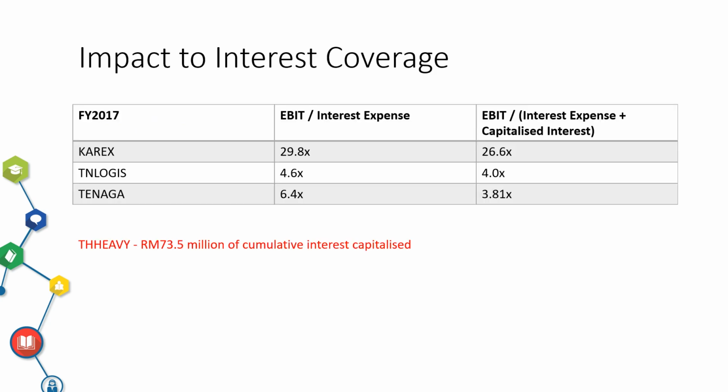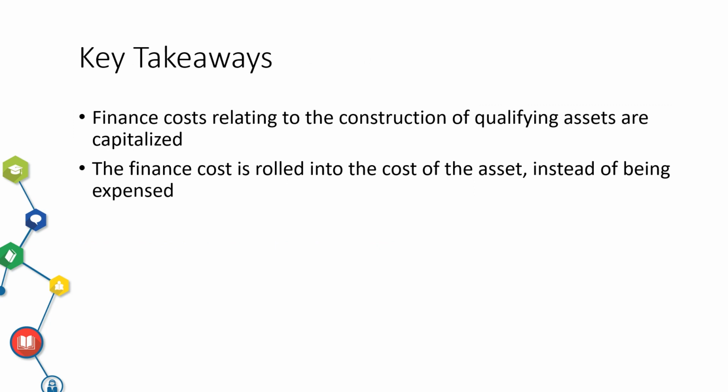Here are a few examples. The impact of capitalized interest to Karex and Tenaga Logistics was not so significant. Impact to Tenaga was very significant. 6.4 times reduced to 3.81 times. For THHEAVY, don't forget they have 73.5 million of cumulative interest capitalized. You should ask the senior management how many years of useful life of assets tie to this cumulative interest capitalized.